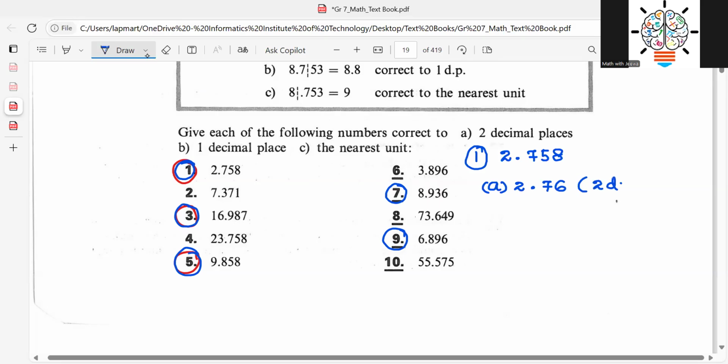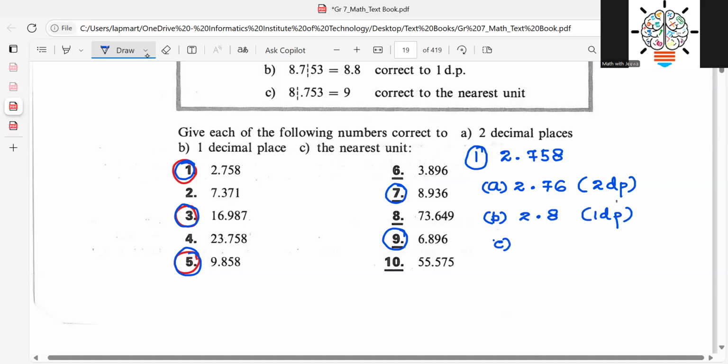I write 2dp. Okay. So then the B, we have one decimal place. Now then here, you have 2.758. The 7 is the first decimal place now. Again, you look at the next number. When you look at the next number, if it is 5 or more than 5, we need to add 1. To where we need to add 1? To the underlined number. So this becomes 2.8. And inside the bracket, I write 1 dp.